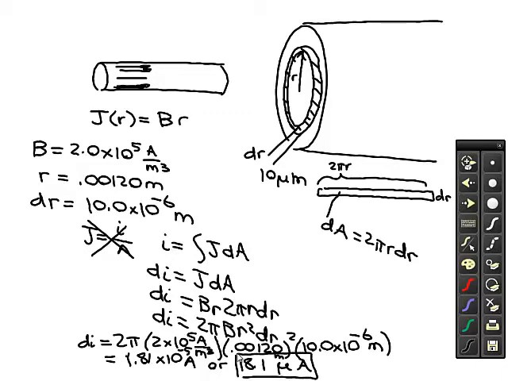That's pretty tiny. All right, so that's a fairly challenging problem using differentials and current density to figure out the current through a tiny bit of wire. Kind of a strange example.